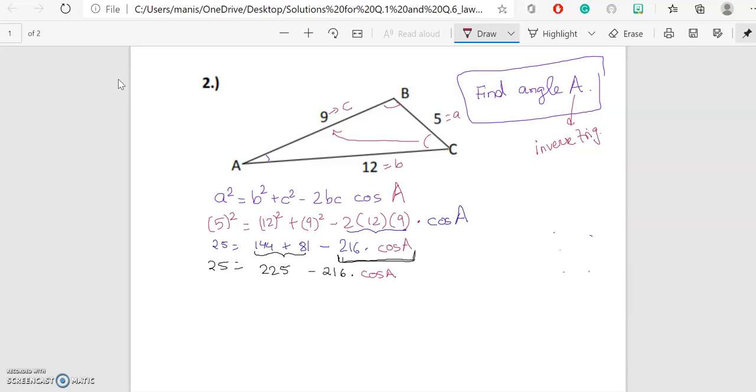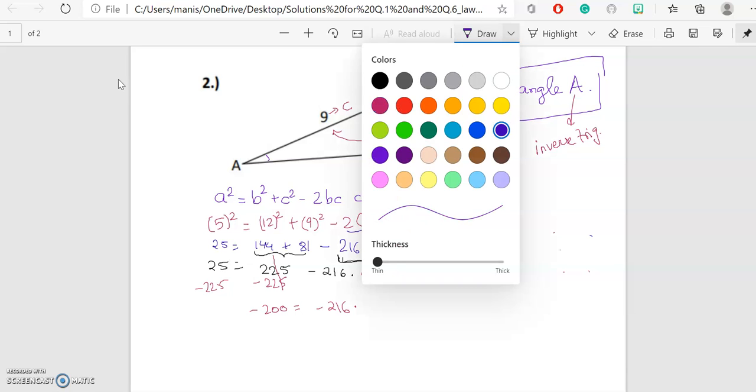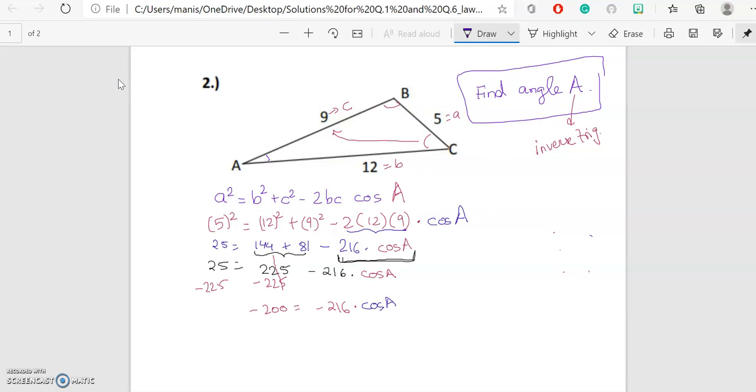Okay, so after this we will subtract 225 from both sides. So this will be cancelled out and your answer will be negative 200 is equal to negative 216 times cosine of A. How we will solve this equation is we will divide both sides by negative 216. So cosine of A is equal to 200 over 216. Why? Because the negative signs got cancelled out.